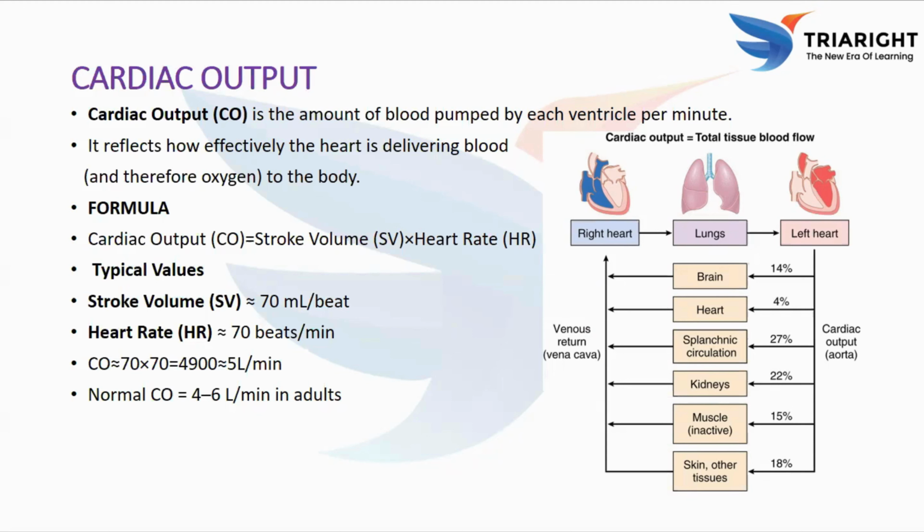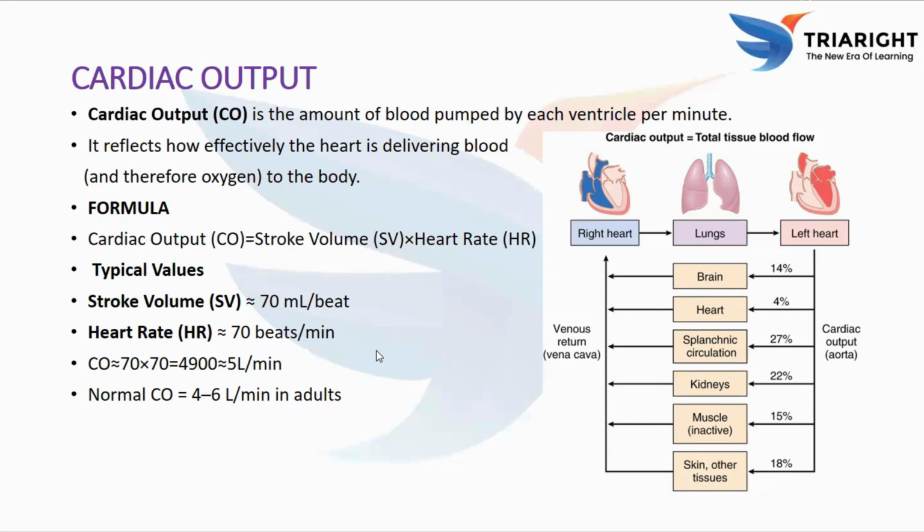So you have the formula for the cardiac output. Cardiac output equals stroke volume times heart rate. So what is stroke volume over here? The amount of blood pumped by one ventricle in one heartbeat. How much blood is pumped by one ventricle in one heartbeat? Normally about 70 milliliters per beat. So what is the heart rate? Heart rate is the number of heartbeats per minute. Normally about 70 beats per minute.